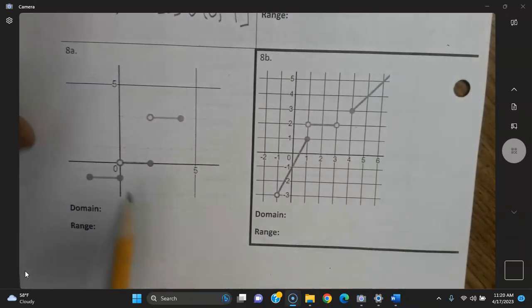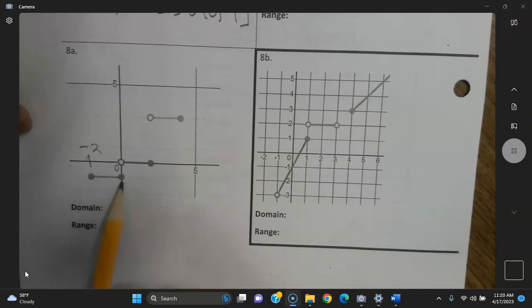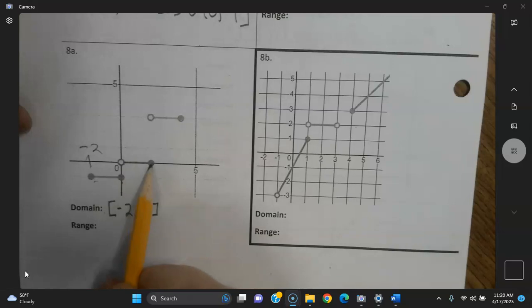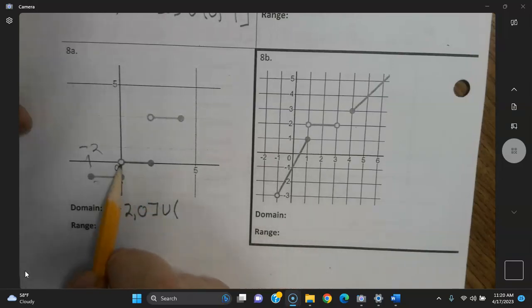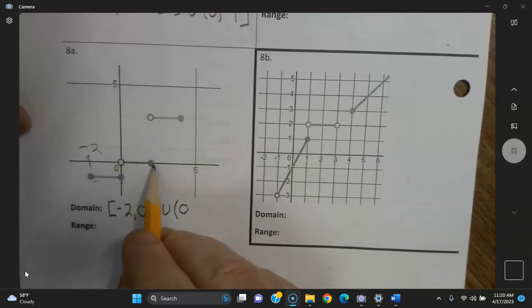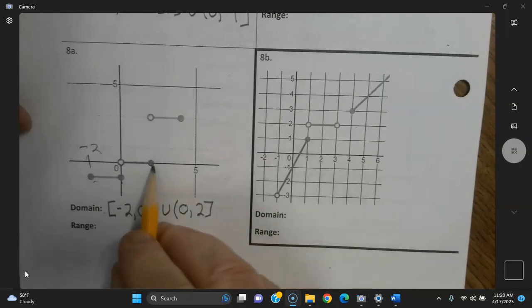All right, so again, if you just have to guess at what these numbers are, that's okay. So I'm going to guess this is about -2 right here. So this domain goes from -2 to 0, and it touches both of those points. So it's square bracket, -2, 0, square bracket. Now from here to here, we union that with a rounded bracket because it doesn't touch the 0. But it is 0, it just doesn't touch it, to 2. And it does touch the 2, so it's a square bracket.